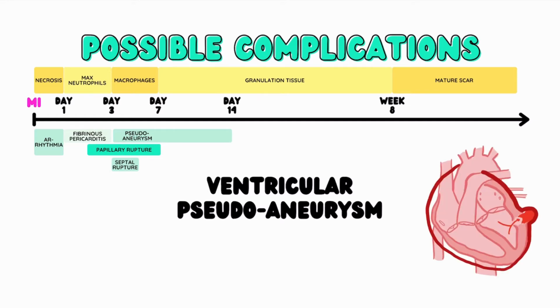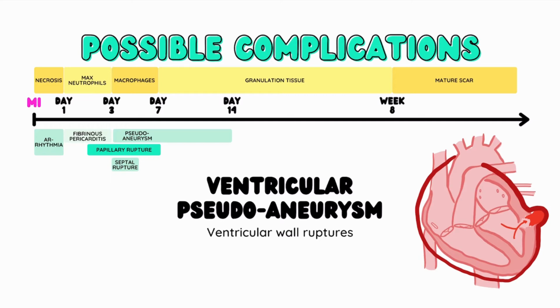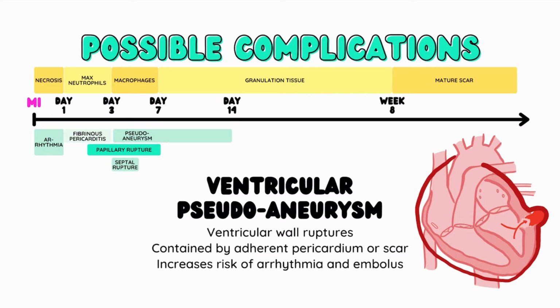Now, between days 3 and 14 post-MI, the patient is at risk for a ventricular pseudo-aneurysm formation. This is when the outer ventricular wall ruptures, but the blood is contained by the adherent pericardium or scar tissue. From the outside, this looks like a ballooning of the tissue, hence the name pseudo-aneurysm. This increases the risk of arrhythmia, as well as embolus formation from a heart wall thrombus.